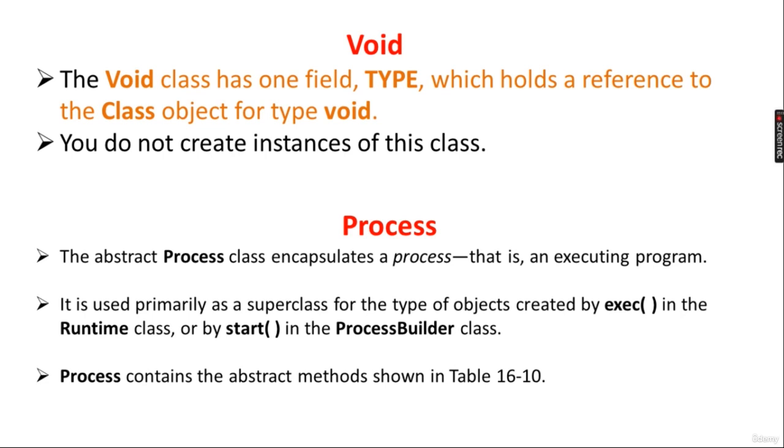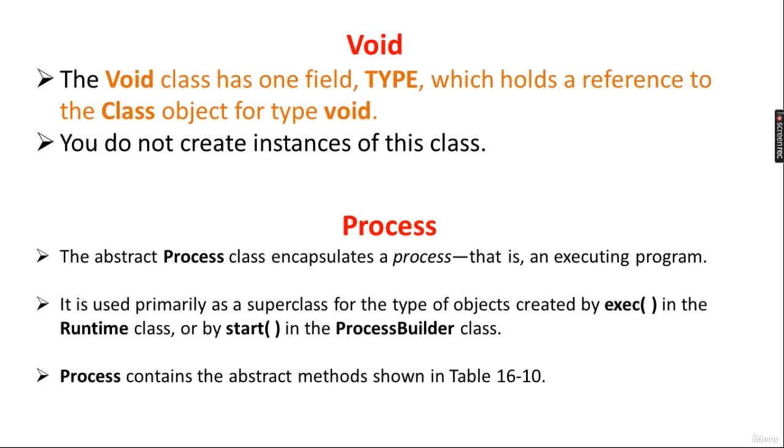Now Void. The Void class has one field, TYPE, which holds the reference to the Class object for type void. You do not create instances of this class. Okay, so void is returning nothing. We have already seen void, when we saw the method return type as void. Void means what? Void is returning nothing. It has one field, TYPE, which holds the reference to the Class object for type void, and you cannot instantiate it.